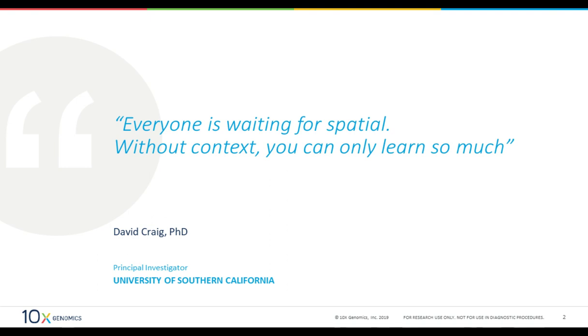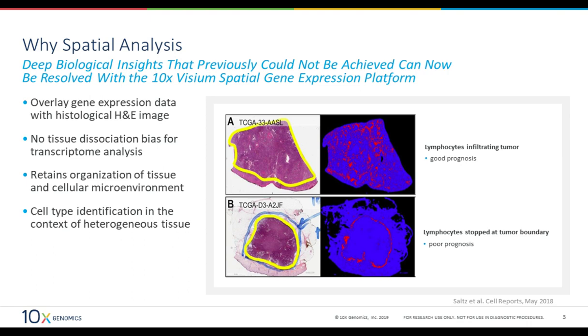We always like to start with this first slide, which is a quote from David Craig out of USC, which says, "Everyone is waiting for spatial. Without context, you can only learn so much." We think this is important because at 10x, we have been the leader in single-cell gene expression and single-cell assays, which tell you the what, what's going on in a single cell. But we believe this new technology can tell you the where, where genes are expressed on tissue samples that are really important to understanding the biology you're interested in. We think there are a lot of groups and researchers really waiting for this technology, so we're really excited to start talking about it today.